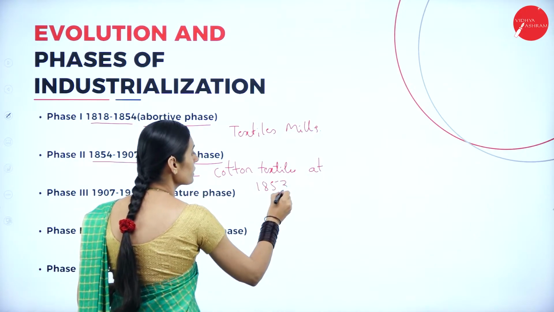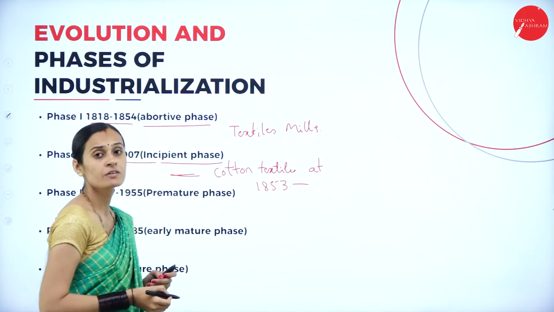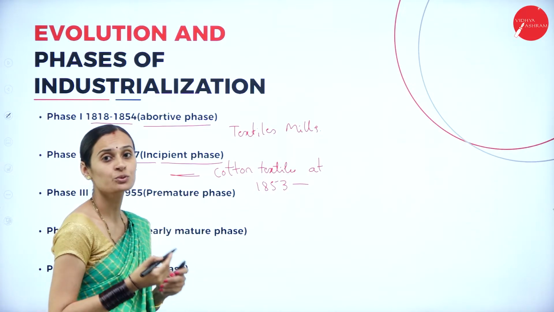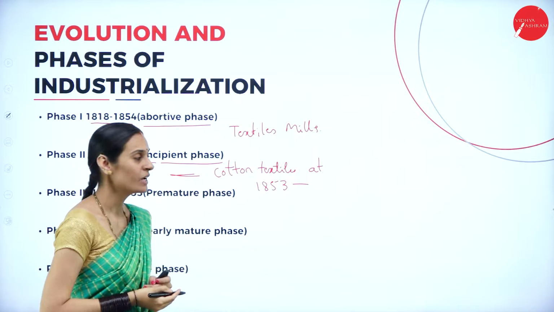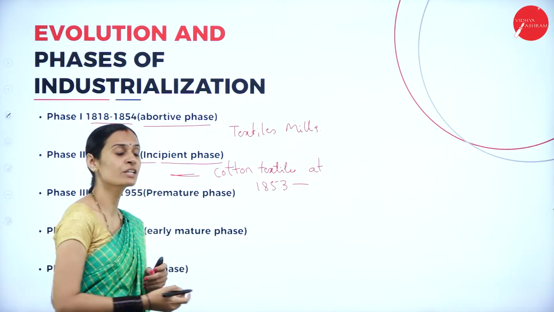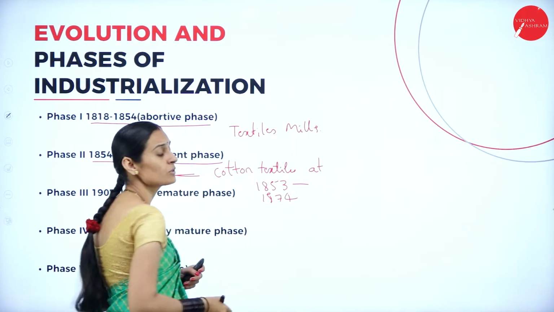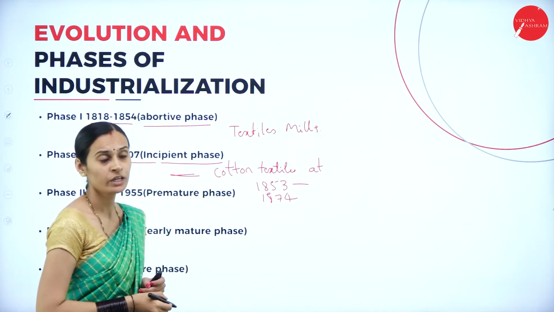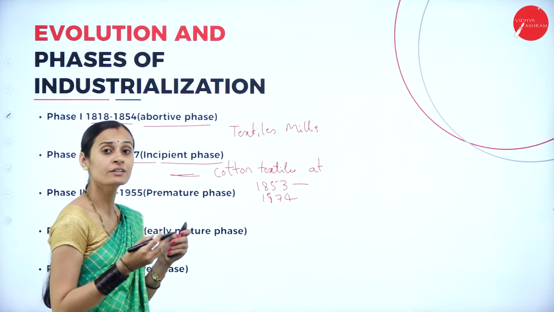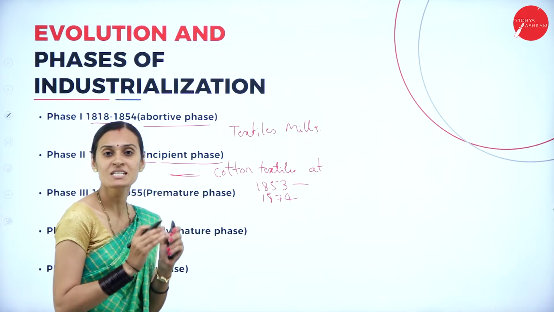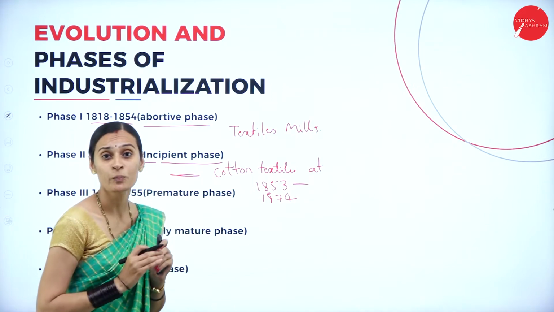1853, the first railway services were introduced. It started from Thana to Mumbai, and the second one, in 1874, iron and steel industries were also established. Okay, so all these different industries were established, and so many industries were located at Bombay only.